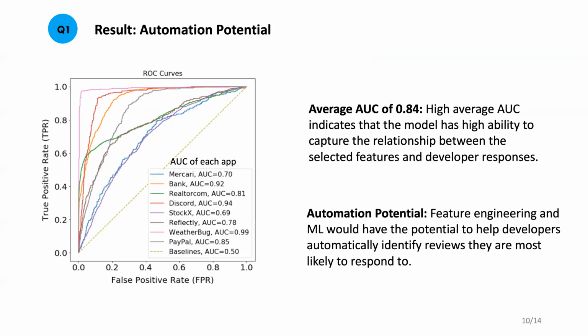So let's now look at the results. Based on the results, we found that we can achieve an average AUC score of around 0.84. The ROC curve on the left side for all apps generally stays away from the dashed line, which depicts a random classification model with an AUC of 0.5, by large gains. So this indicates that the model, which uses the extracted features, has high ability to capture the relationship between selected features and developer responses. In general, we can observe that there's a potential or opportunity to further apply feature engineering and machine learning to help developers automatically identify reviews they are most likely to read and to respond to.